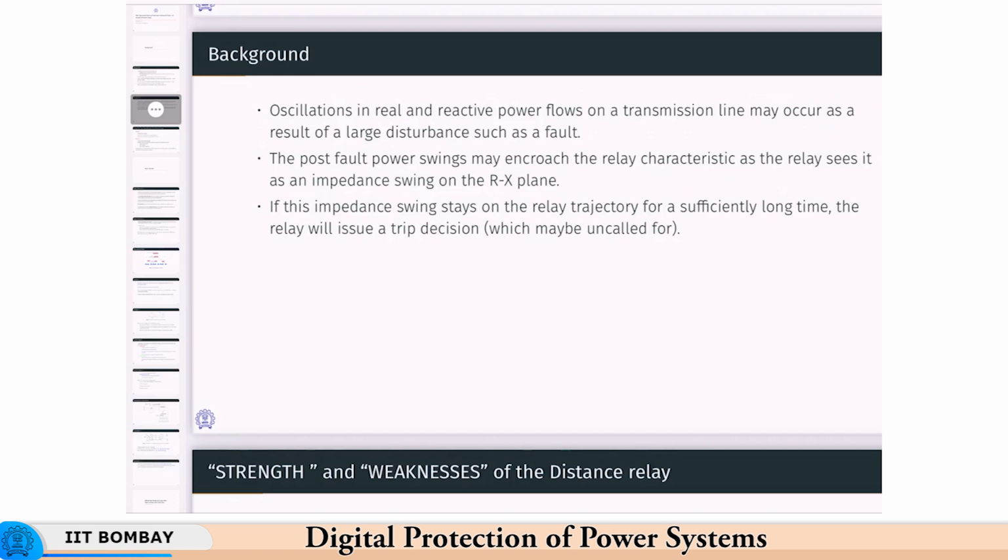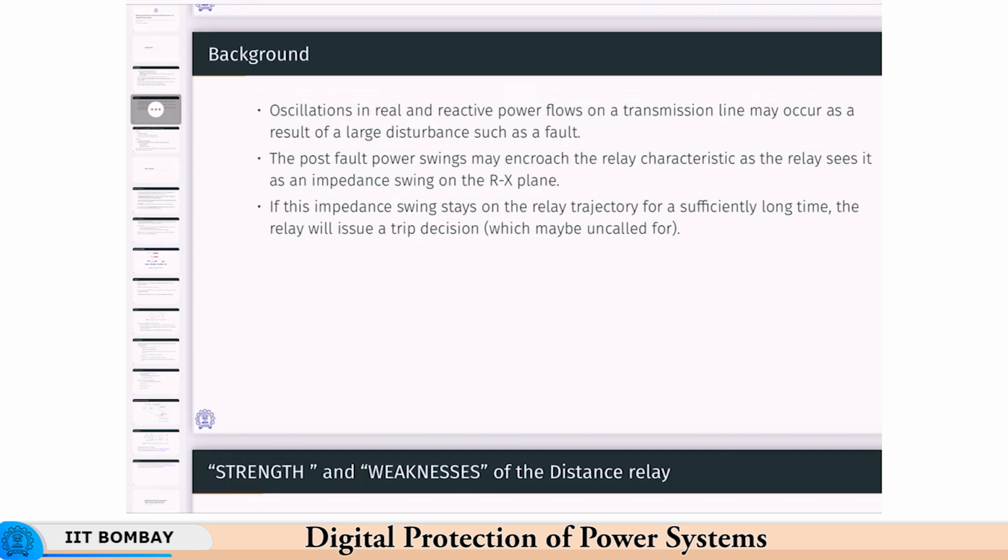Now, this swing may be a stable swing or an unstable swing. If it is a stable swing, it will result in unnecessary tripping. Also, in an unstable swing, you will eventually have to open some line depending on where the electrical center is, as we discussed in the class on distance relays, but it may not be at the point that you desire. So, in both cases, if it is not a fault but a power swing, the relay or the trip has to be blocked from operating.